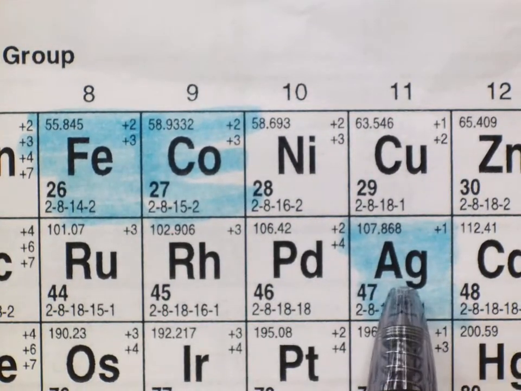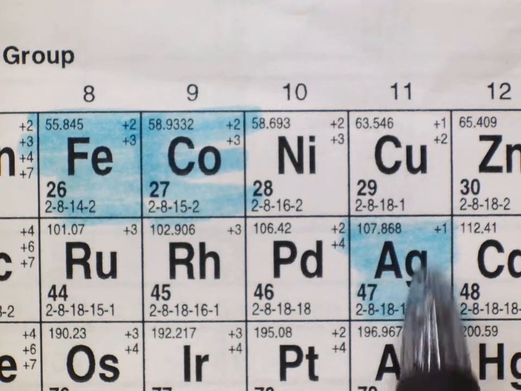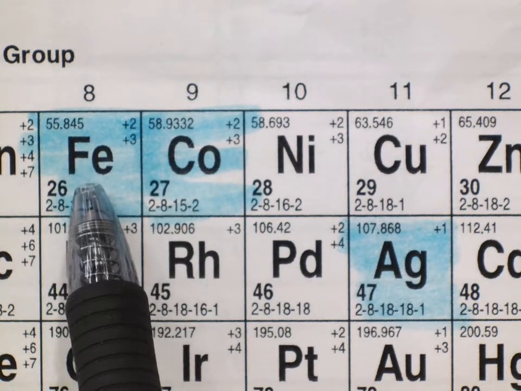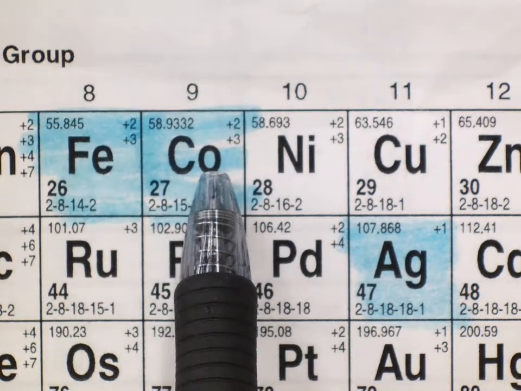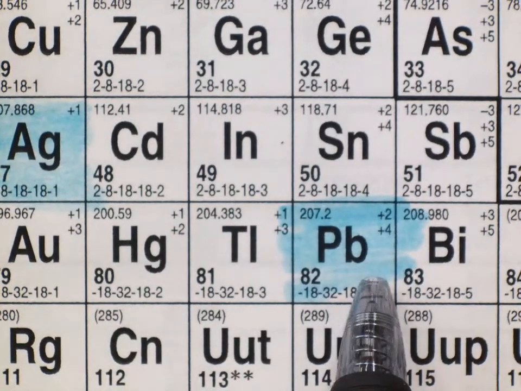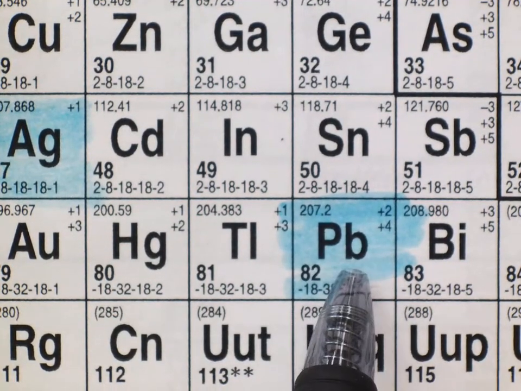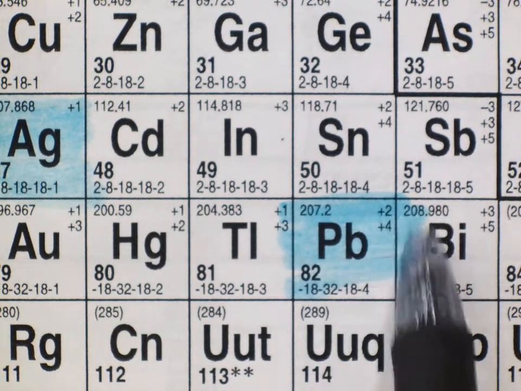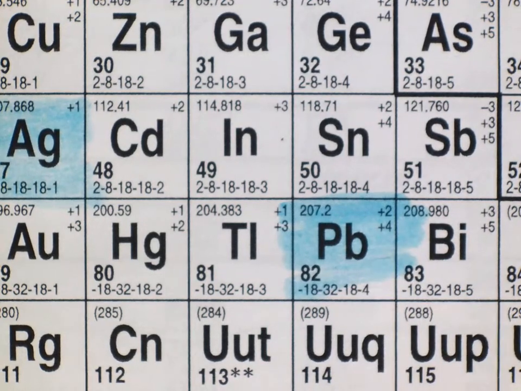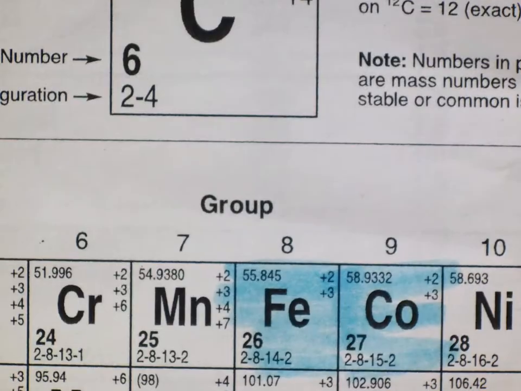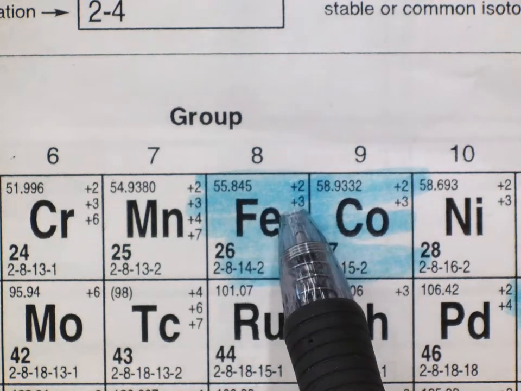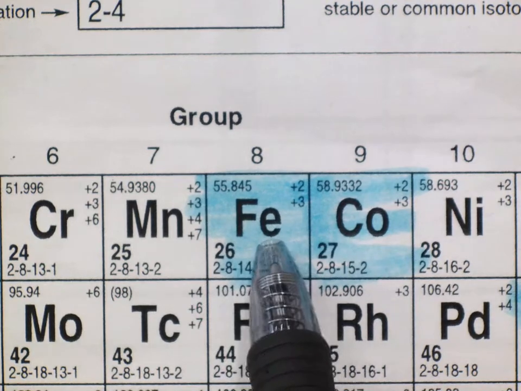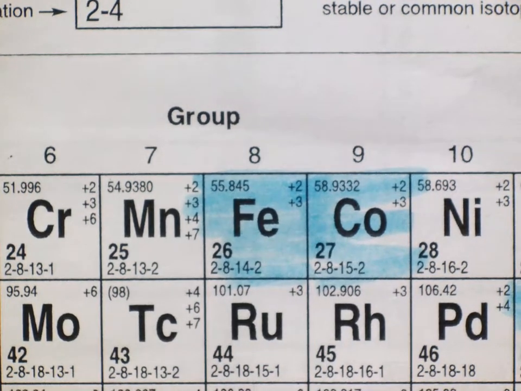I can tell that for silver, same thing. Not going to need a Roman numeral. It only forms one kind of ion. However, for iron and cobalt and lead, those three I will need Roman numerals because they form more than one kind of positive ion. So there's lead 2 and lead 4. And if I name it, I'm going to need to know which one is used. There's iron 2 and iron 3. There's cobalt 2 and cobalt 3. So let's see. Iron, cobalt, and lead are the ones that need Roman numerals.